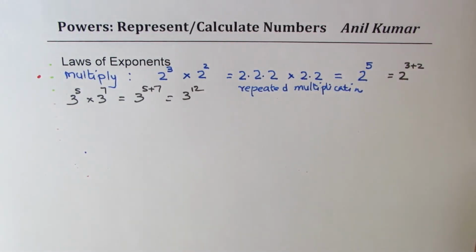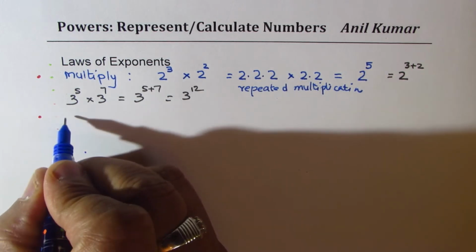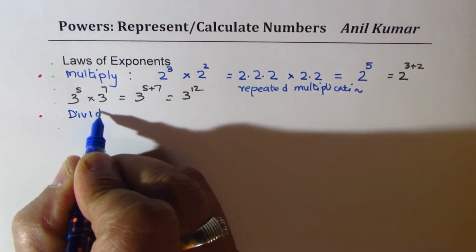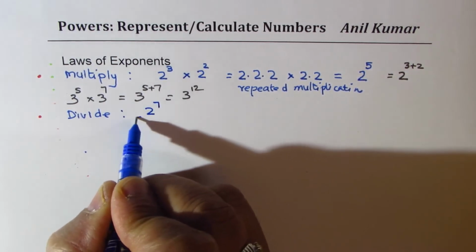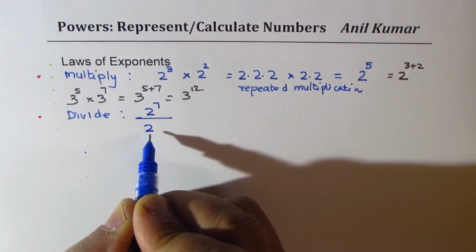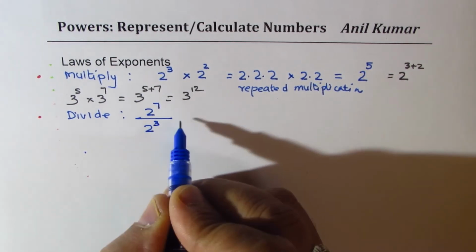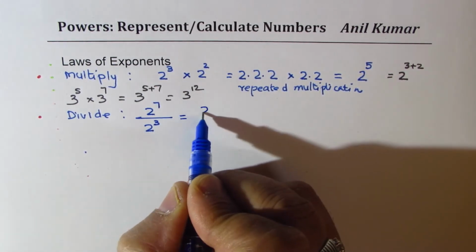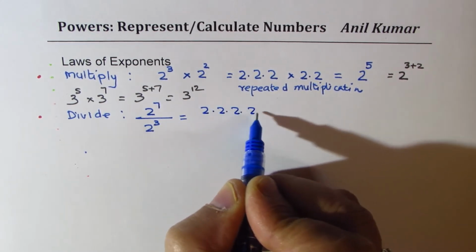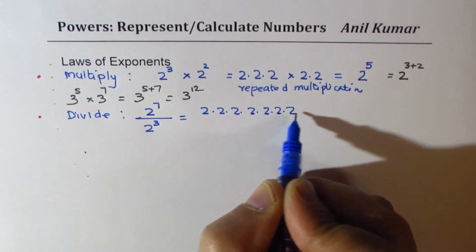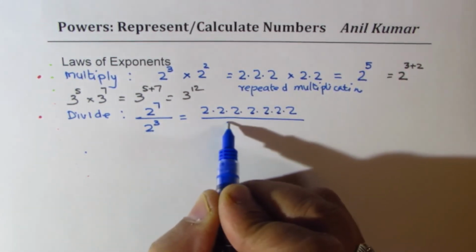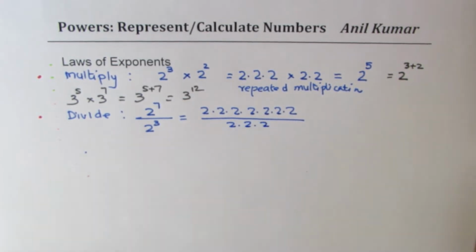Right? Okay. Now what happens when you divide? Let's check that. Okay. So let's do this. 2 to the power of 7 divided by 2 to the power of, let's say, 3. So that really means 2 to the power of 7 means 2 times 2 times 2 times 2 times 2 times 2 times 2. 1, 2, 3, 4, 5, 6, 7. Divided by 2 cube means 3 2's.